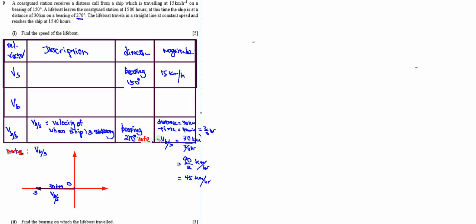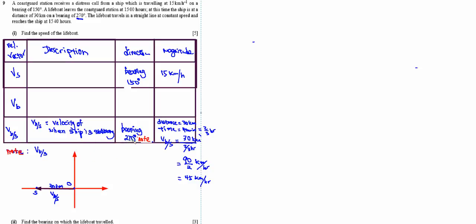Okay. Then now the time taken or the speed. Given that this is for VBS, the distance is 30. The time taken to intercept with the ship will be 40 minutes. 40 minutes, you convert, it becomes 2/3 hours. So taking 30 divided by 2/3, you get 45 kilometers per hour. That's VBS. Okay, so you have these three components.